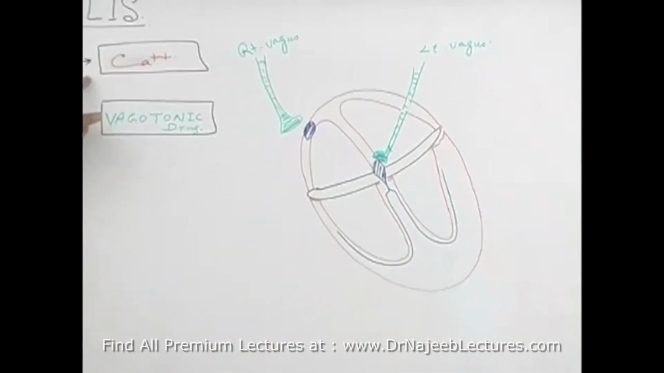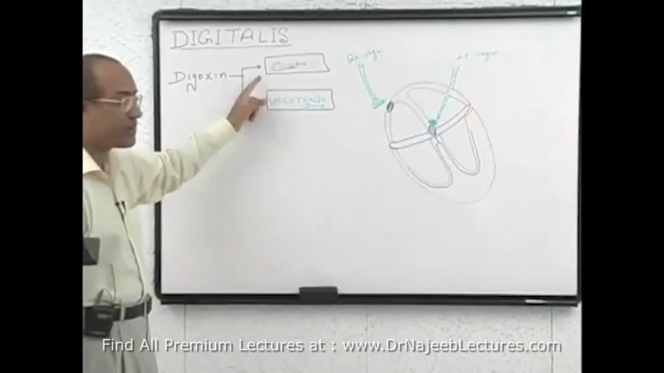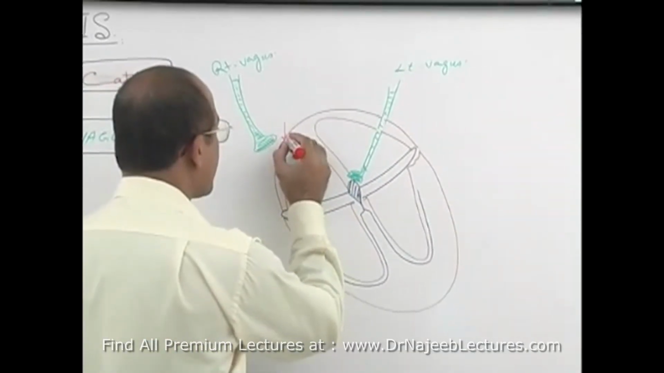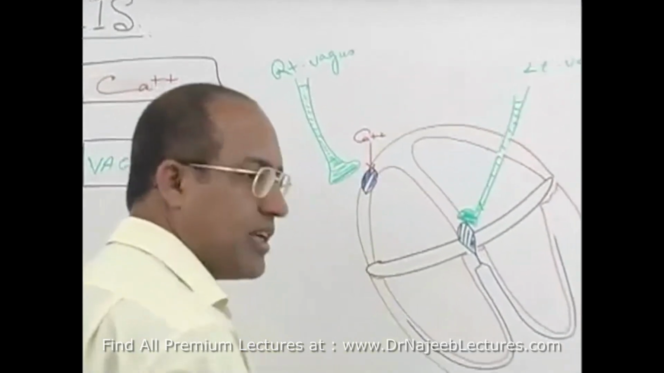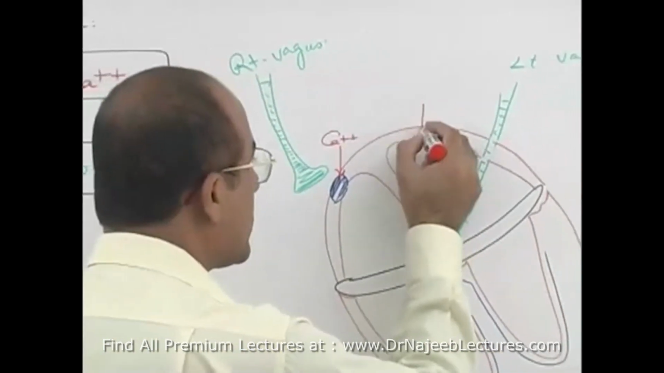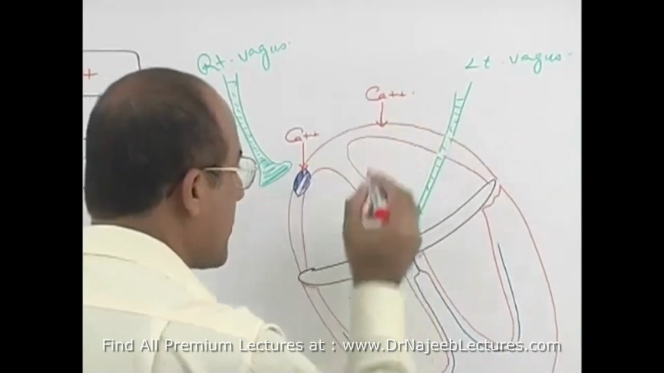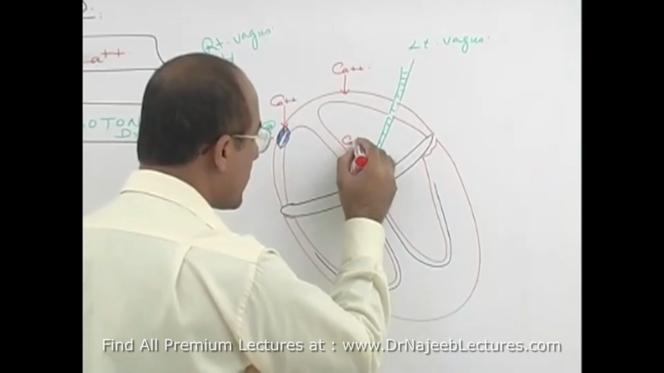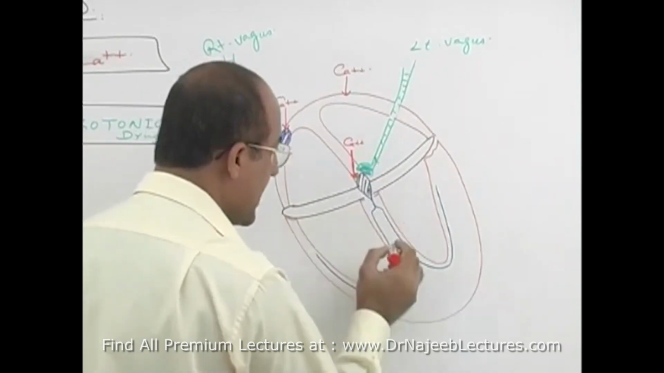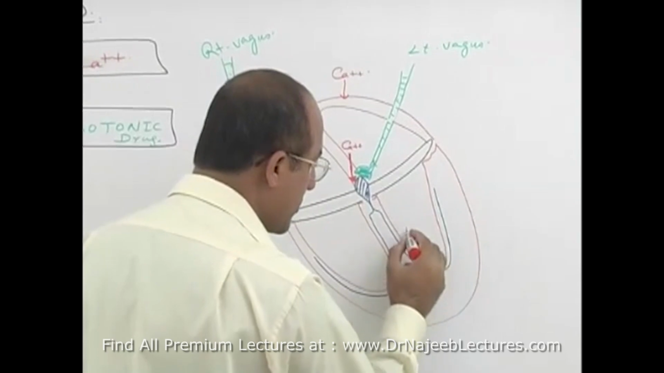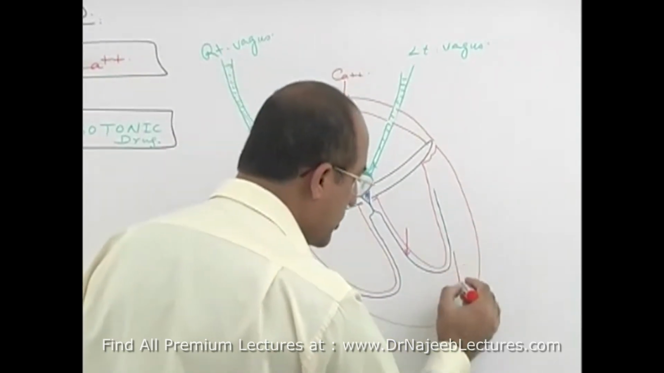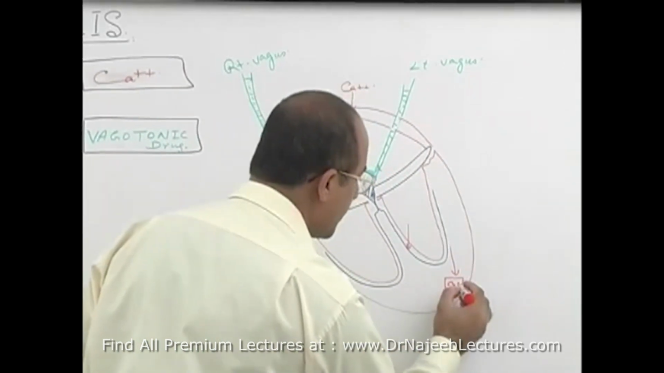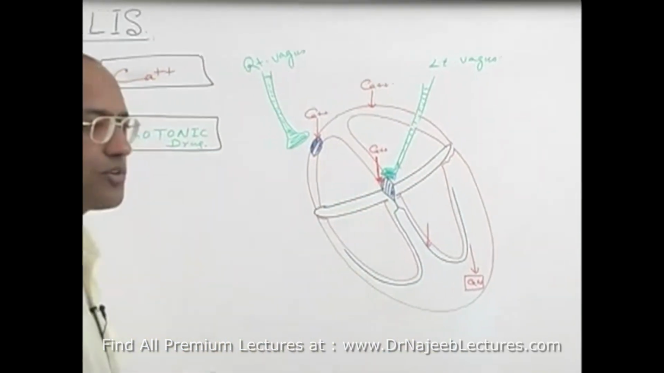Now, first the direct action on the heart, calcium loading. So, number one, it loads calcium directly. This drug loads calcium in the SA node. It loads calcium in the atria. It loads calcium directly in the AV node. And it loads calcium in the Purkinje fibers, and it loads calcium in the contractile myocardium. This is the direct action of digitalis.